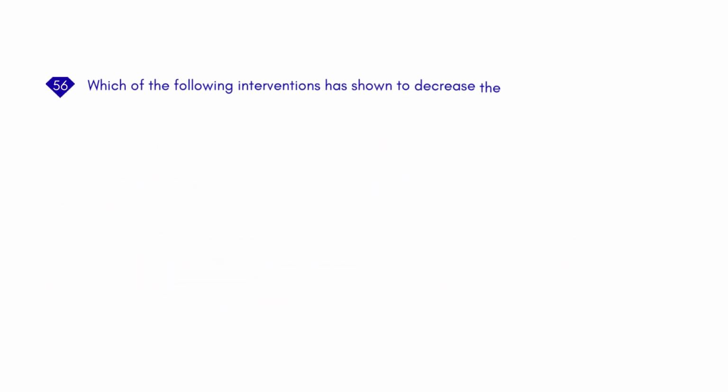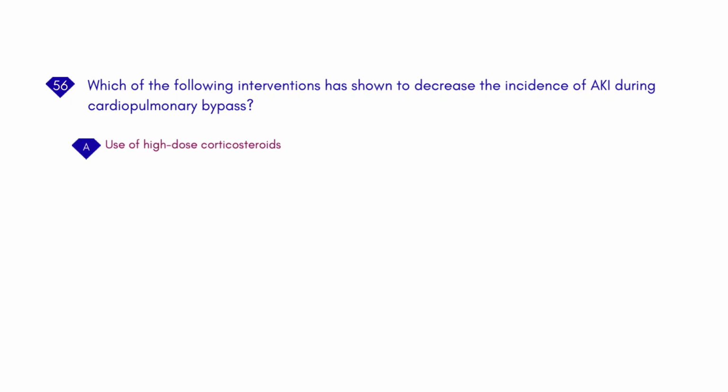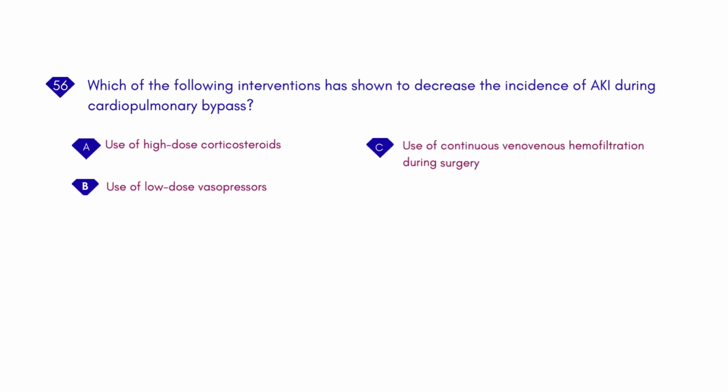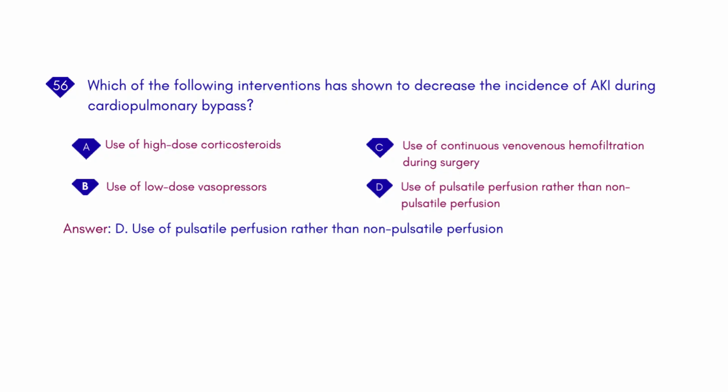Which of the following interventions has shown to decrease the incidence of AKI during cardiopulmonary bypass? A. Use of high-dose corticosteroids. B. Use of low-dose vasopressors. C. Use of continuous venovenous hemofiltration during surgery. D. Use of pulsatile perfusion rather than non-pulsatile perfusion. Answer: D. Use of pulsatile perfusion rather than non-pulsatile perfusion.